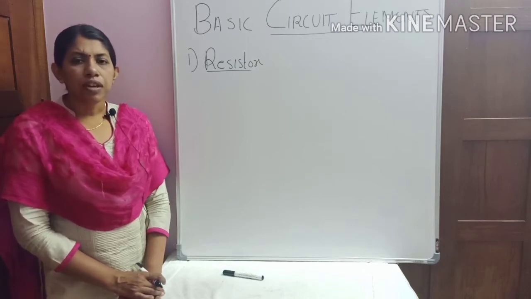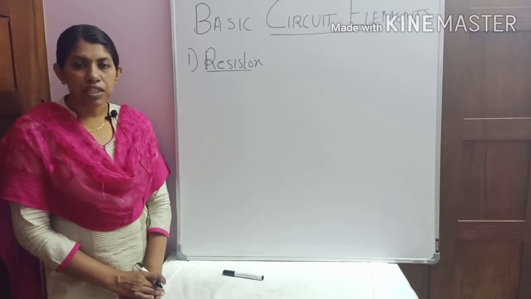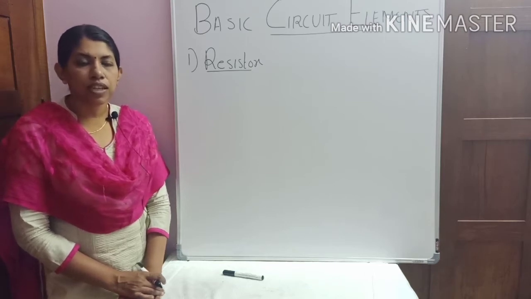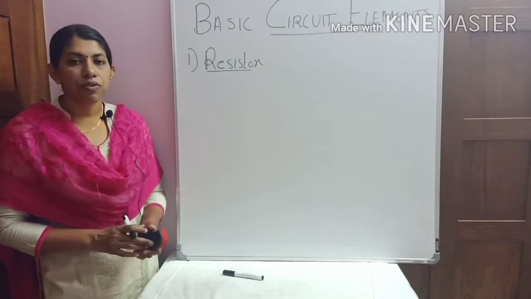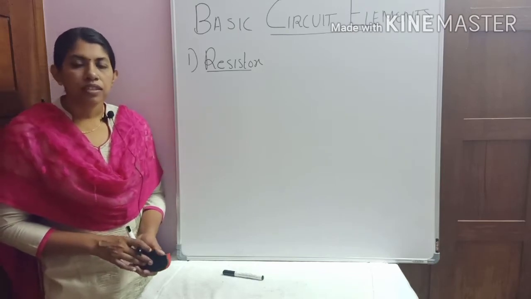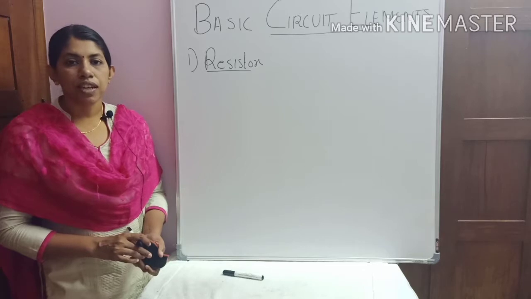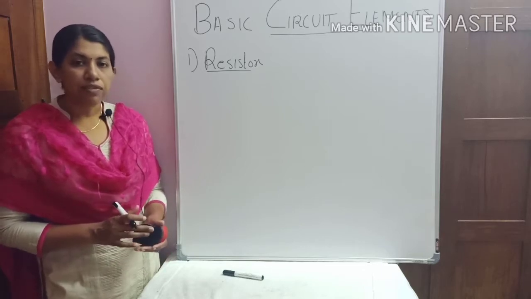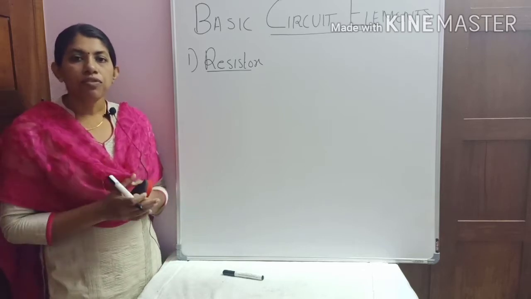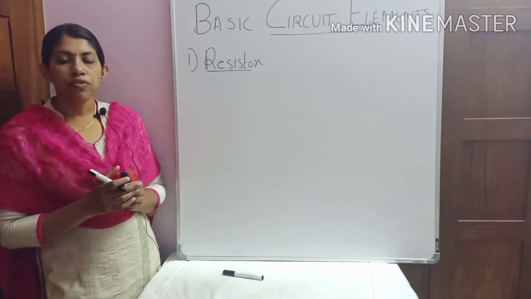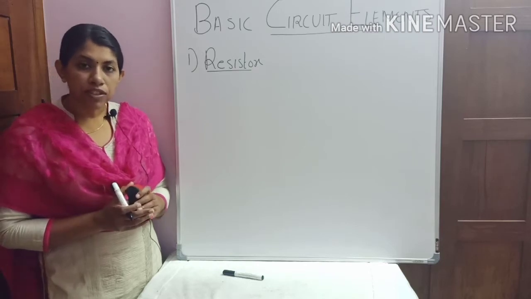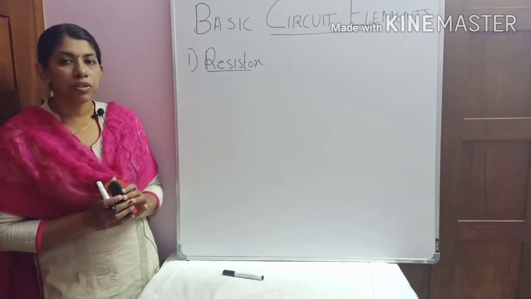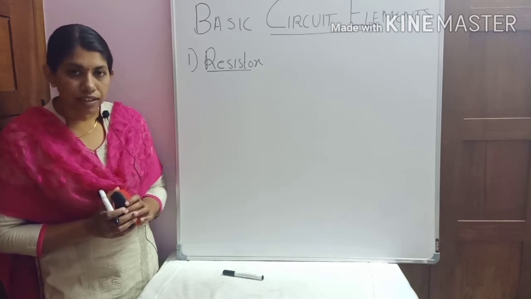And when these charge carriers move through the conducting material, they will collide with other electrons and ions in the conducting material, and this collision causes an opposition to the flow of electrons. We all know that the flow of electrons produces the current. So in brief, the property of a conducting material to oppose the flow of current through it is called resistance, and the element which is used to represent this property is called a resistor.